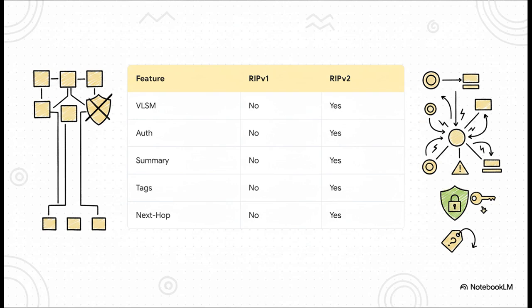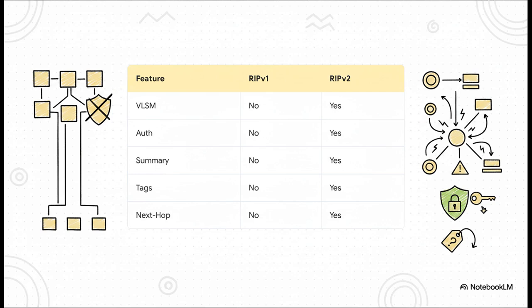But beyond just preventing loops, the protocol itself actually had to evolve to keep up with the internet. RIP version 1 was incredibly basic, but version 2 finally brought in some vital features. The biggest game changer was support for variable length subnet masks, or VLSM. Basically, RIPv1 assumed all networks were just default standard sizes. RIPv2 finally let routers share exact subnet masks, making routing vastly more efficient.